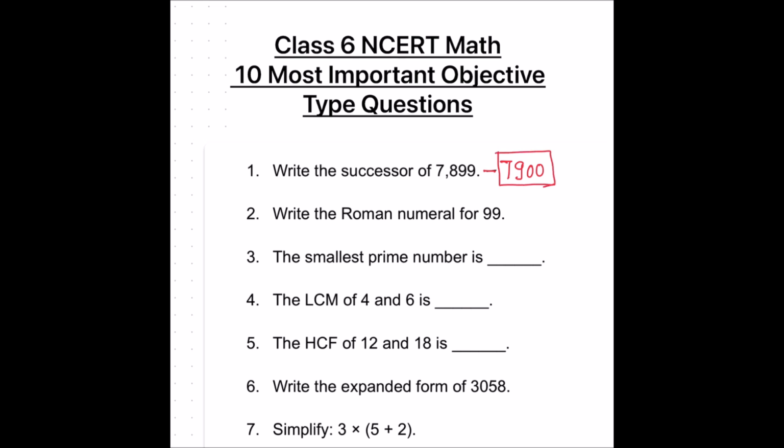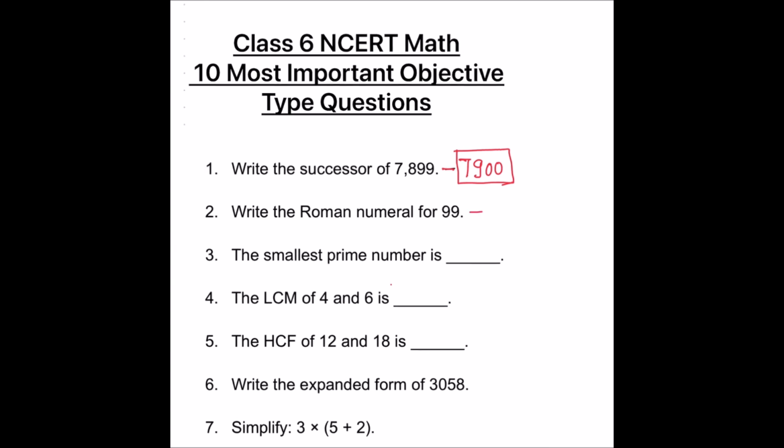And next one is write the Roman numeral for number 99. And in Roman numerals, we write 90 as XC, because C is 100 and XC will be 90, and we have to write 99, so 9 will be IX. So XC and IX, this will be 99 in Roman numeral. So let's box it out.